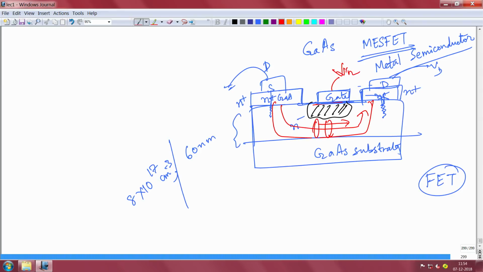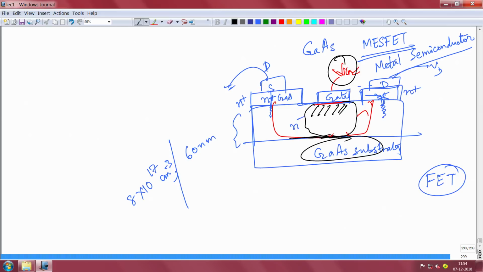As you keep applying more and more gate voltage, you will deplete more and more, so the channel becomes even tinier. At one point, you will apply such a high gate voltage that the entire channel can be depleted, and then the channel will be pinched off, essentially turned off. At a very high negative voltage, your device has stopped working. The current has become off, because it cannot flow here, and this region is insulating.